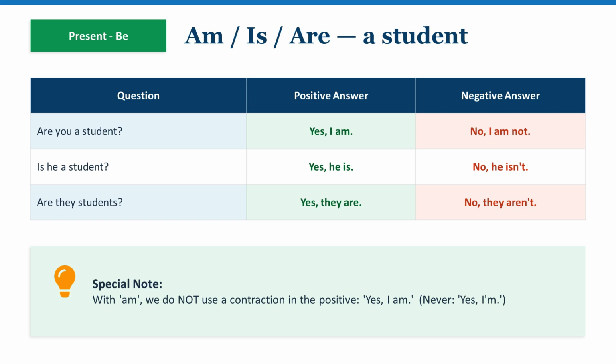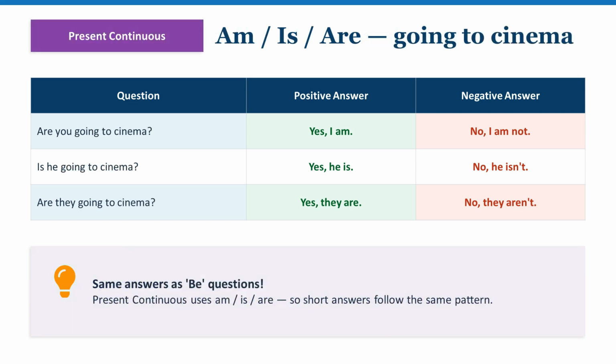There is a very important rule to remember here. In positive short answers with I, we always say, yes, I am. We never use the contraction. So we never say, yes, I'm. However, in the negative, we can say, no, I am not, or no, I'm not. Both are correct.